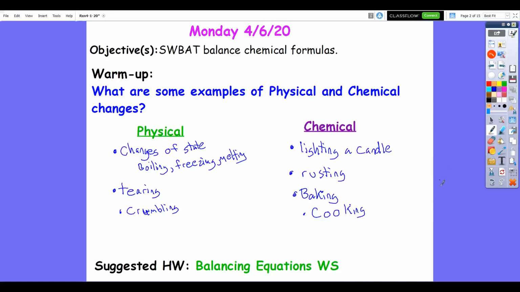Our suggested homework for tonight would be the balancing equations worksheet. At the end of this video, I am going to be going over some of the questions on that worksheet. If you still have the packet that was handed out before break, it's page number 23. Or I am also providing it as a full-size PDF. It was a half sheet in your packet, so I'm providing a full-size PDF in the Monday folder as well.